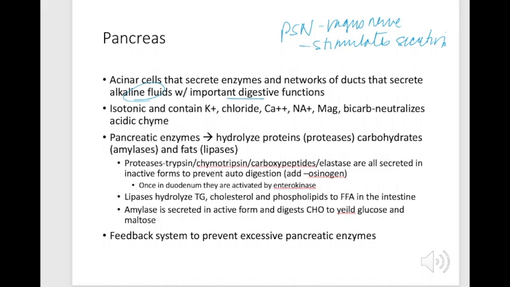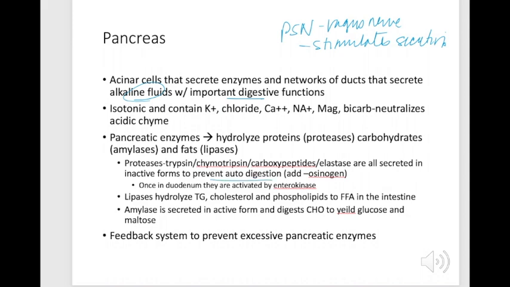The pancreatic enzymes hydrolyze proteins, which are called proteases, carbohydrates, which are called amylases, and fats, which are called lipases. Proteolytic enzymes, meaning protein-digesting enzymes, include trypsin, chymotrypsin, carboxypeptidase, and elastase. They are all secreted in inactive forms to prevent autodigestion.